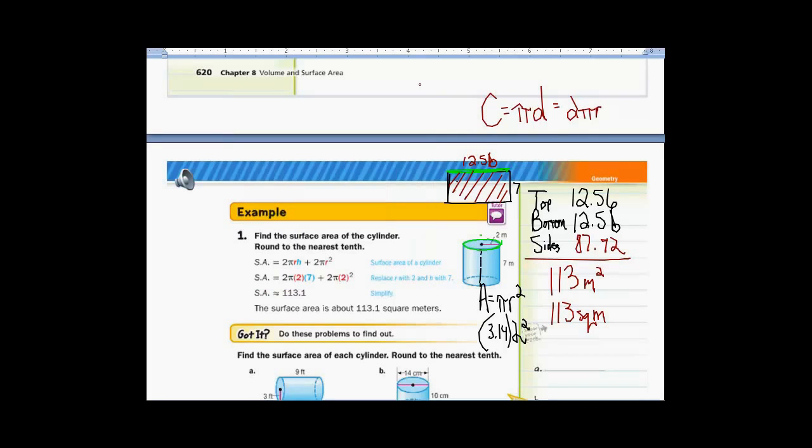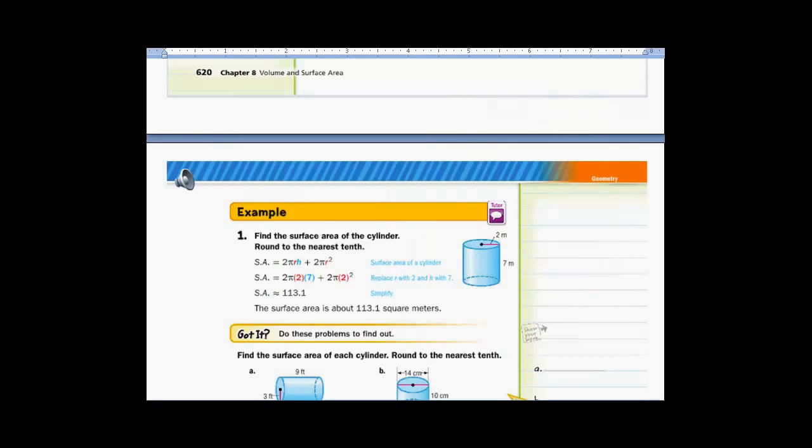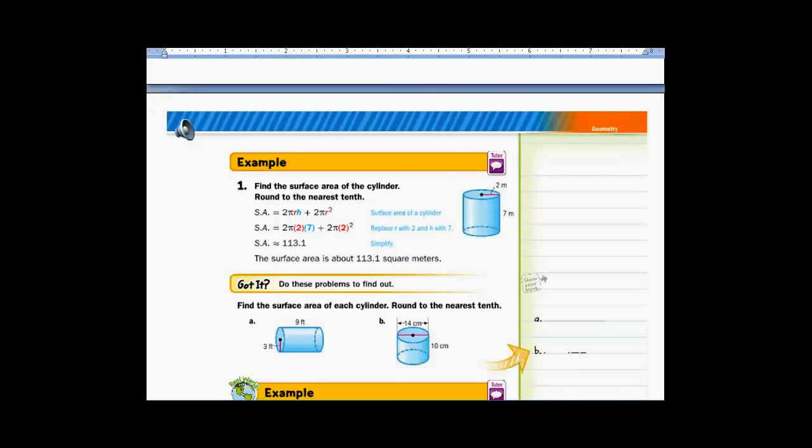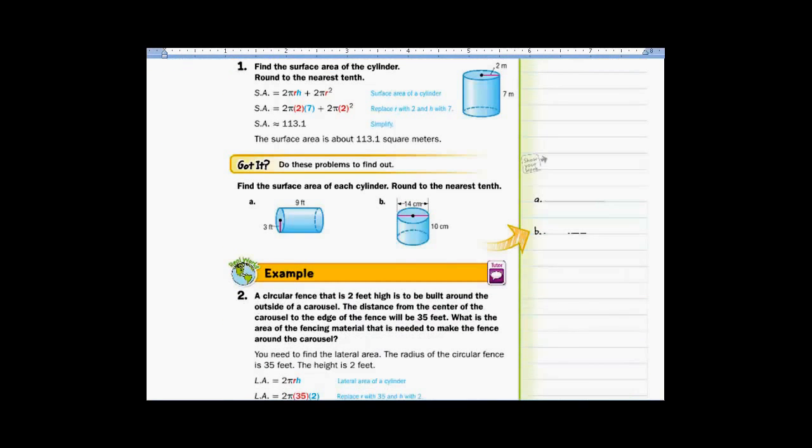Okay, let's have you pause and try one. Again, if you are not pausing and trying this, you are only hurting yourself, I promise. All right, so let's have you do A.